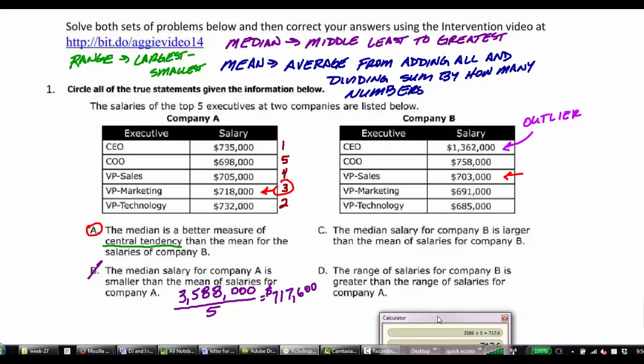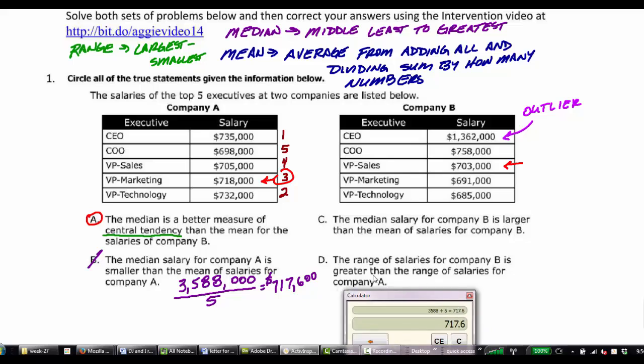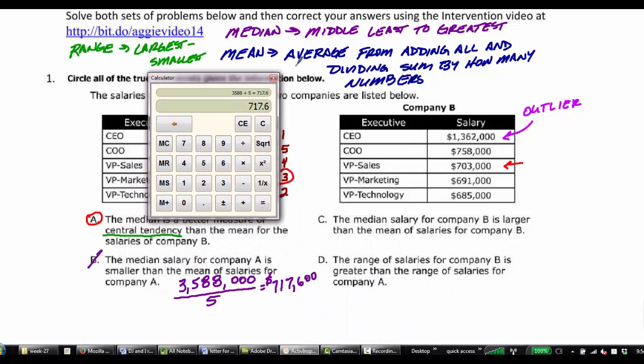All right, let's put our calculator down here for a moment. Check out the next question. The next question says, the median for B is larger than the mean for B. Okay, so we need to figure out those two things for B. So the median we just did right here. That's the median salary. So we need the mean salary. So we're going to clear a calculator out here. And we're going to do the same thing again.